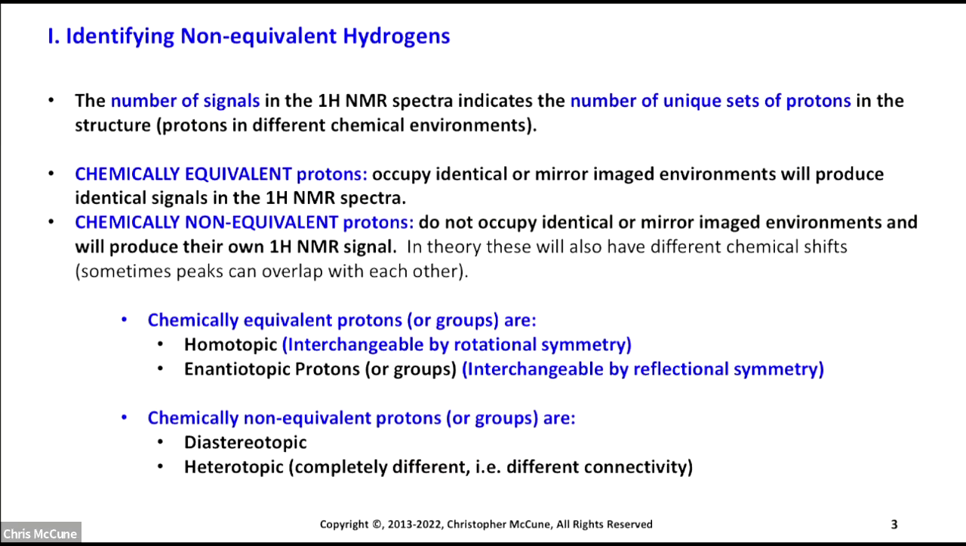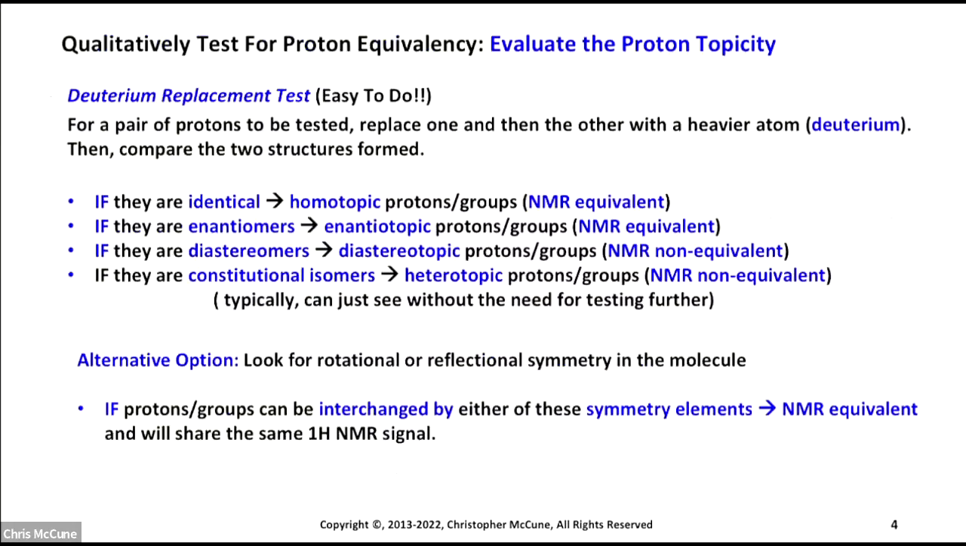And then chemically non-equivalent protons, these are pretty easy to spot, and they necessarily don't even require you to do anything further, but these are diastereotopic protons, or these are just protons that look different to the eye. They're connected differently, they have different connectivity, so they're called heterotopic. Okay, so chemically equivalent protons are homotopic and enantiotopic. Chemically non-equivalent are diastereotopic and heterotopic.